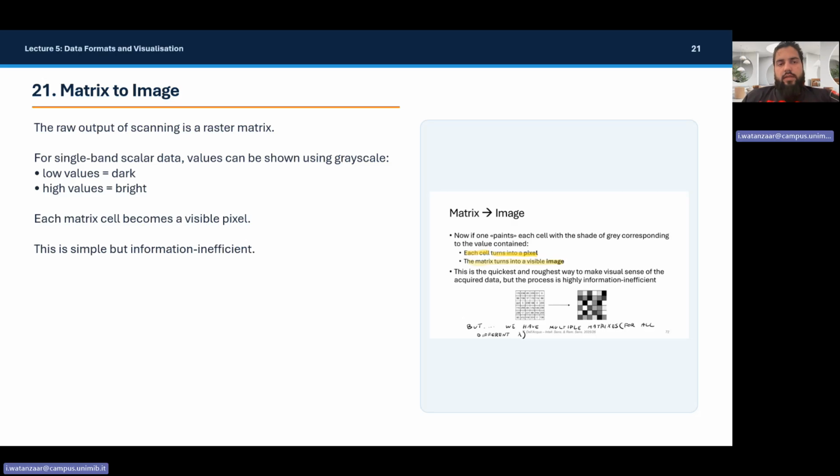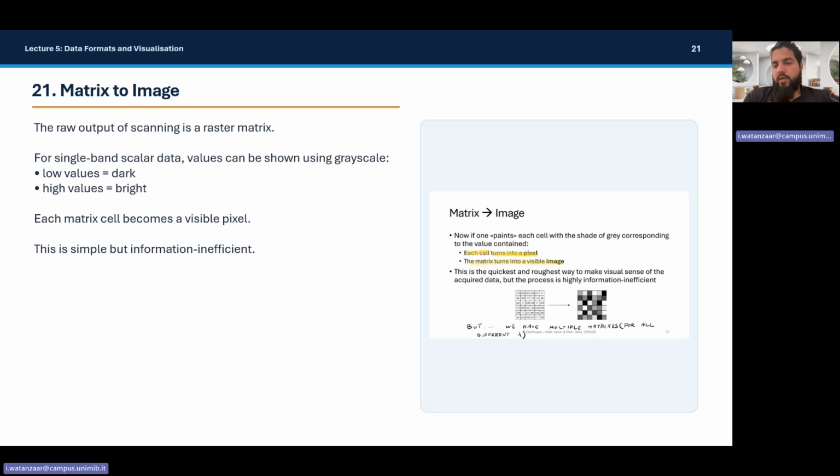Now we are discussing matrix to image. The raw output of a scan is a raster matrix. In the side picture, we can see a raw output of a scan. When we are converting it into grayscale, this is how we are making an image or picture from it. For single-band scalar data, values can be shown using grayscale. We discussed this already before, how we are transforming the earth observation data into visualization. So this is the matrix converting to the image, represented by using values like a grayscale.